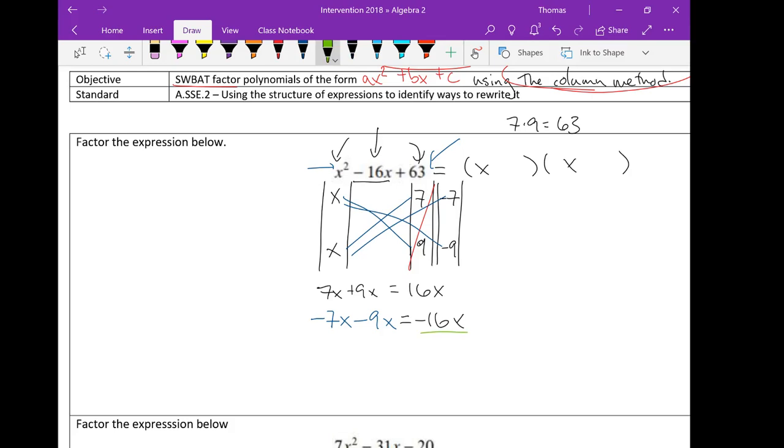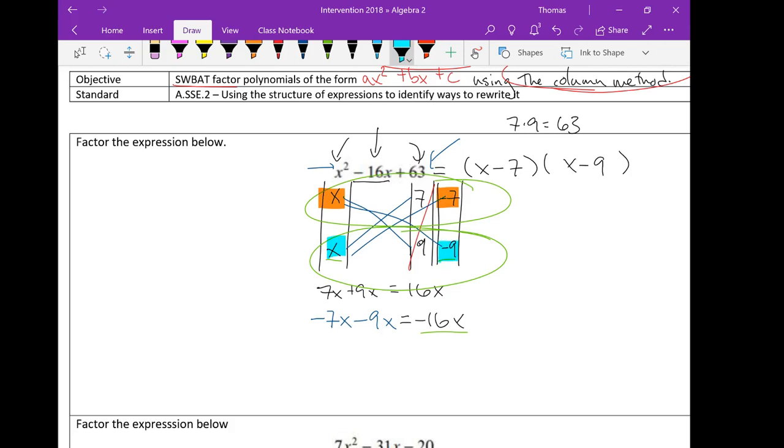And then the way we get our factors for this is just by reading the terms like this. So x and negative 9, that's a factor, x minus 9. And the first factor is x minus 7. This is where we get them.